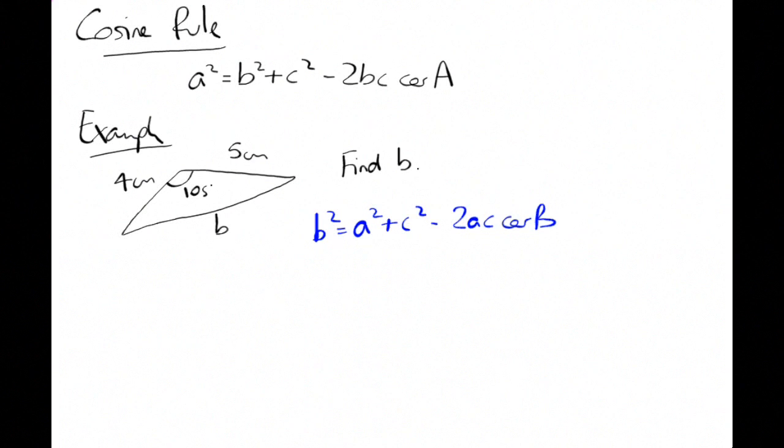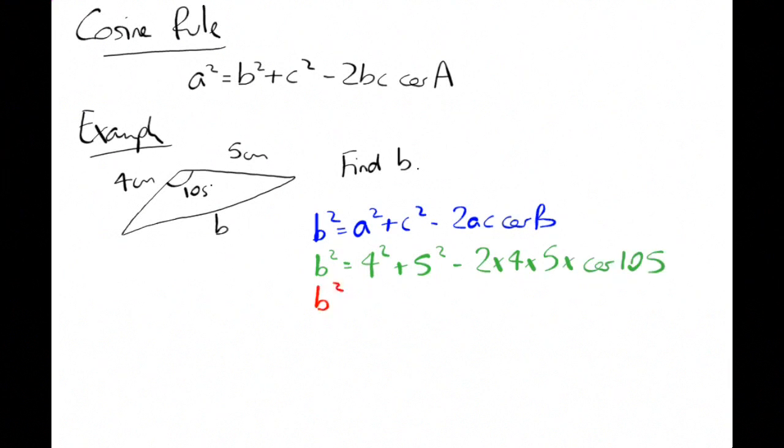In this case, I've got b squared equals 4 squared plus 5 squared minus 2 times 4 times 5 times cos 105. Ask your calculator and it tells you that b squared equals 51.53. Tells you that b equals 7.17 to three significant figures.